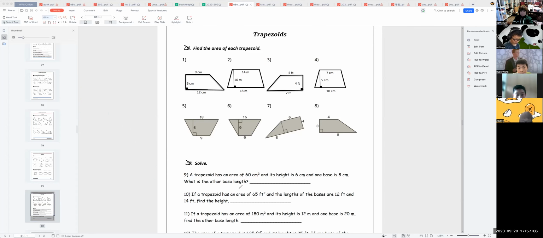If the trapezoid has an area of 65 feet square and the lengths of the bases are 12 feet and 14 feet, find its height. So this time, the top base and the bottom base are already known, and the area is already known. We want to know the height. Do you know how to do it, everybody? Yes? Okay, I give you 5 minutes and you do it yourself, okay? No, 1 minute.